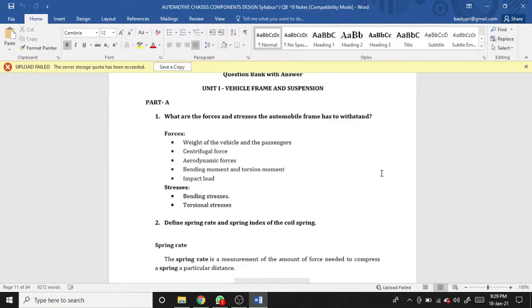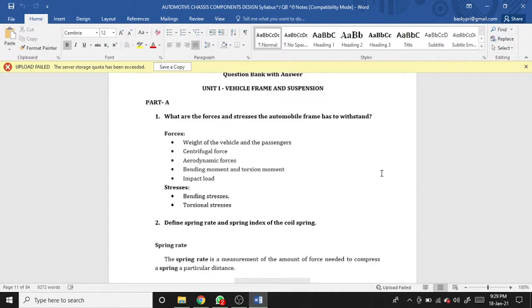So what are the forces and stresses acting on the automobile frame? Generally there are various forces acting on the automobile frame. In that the major forces are weight of the vehicle, as well as the passenger weight, then centrifugal force, aerodynamic force, bending moment and the torsion moment, and one more thing, impact load. Okay, so these are the major forces acting on the automobile frame.